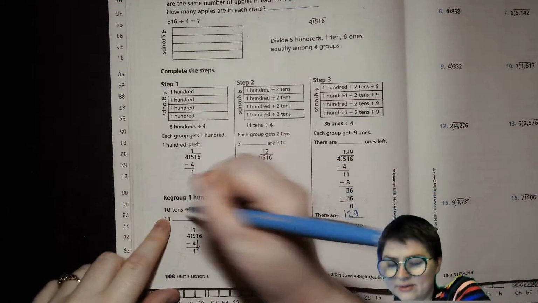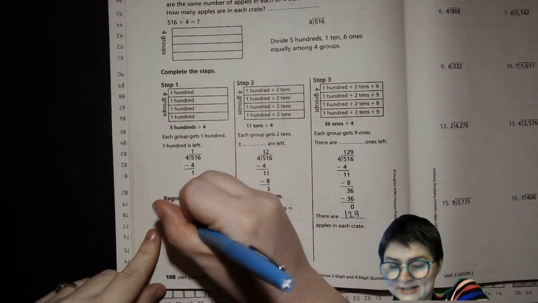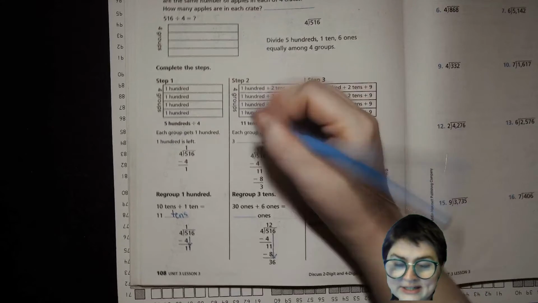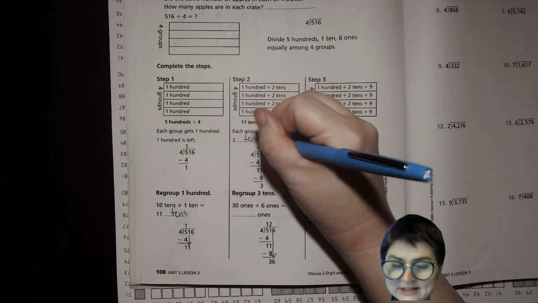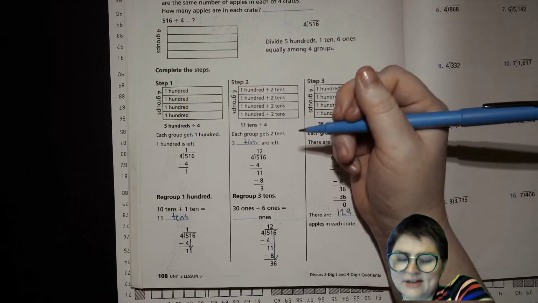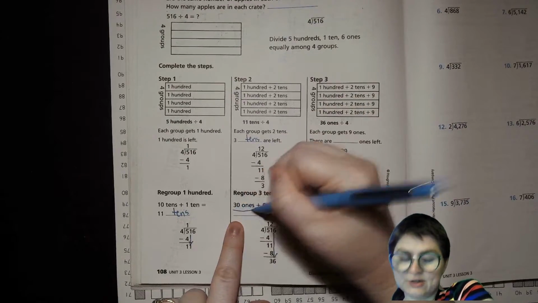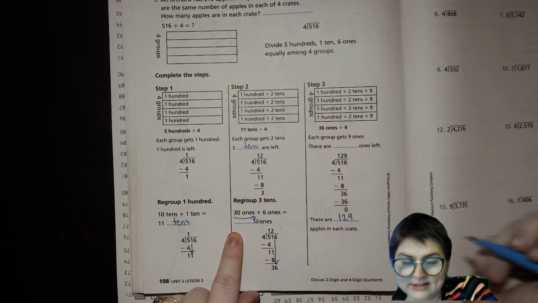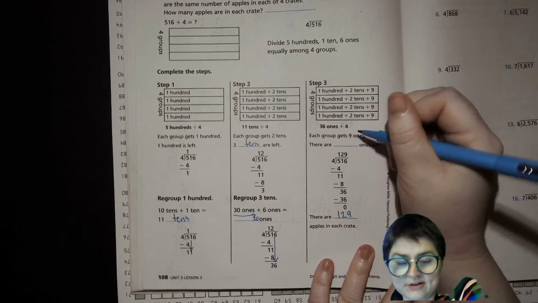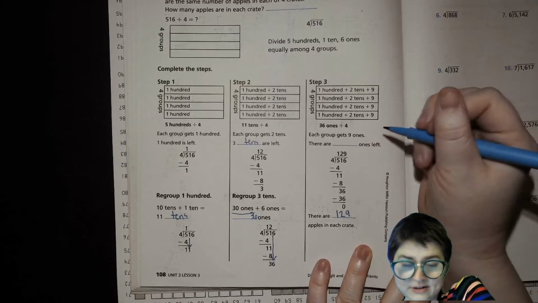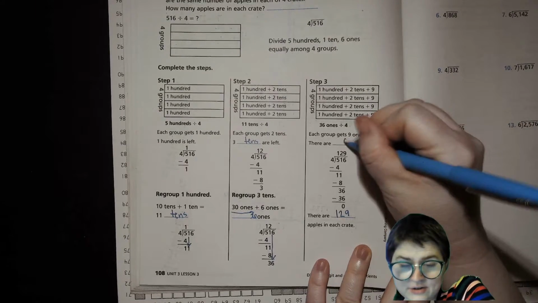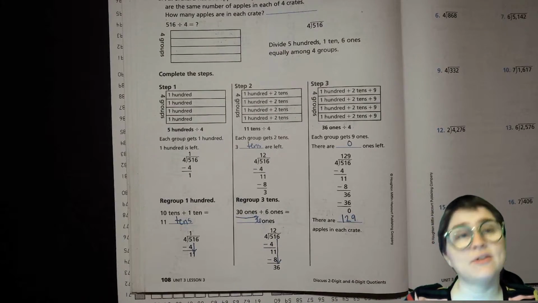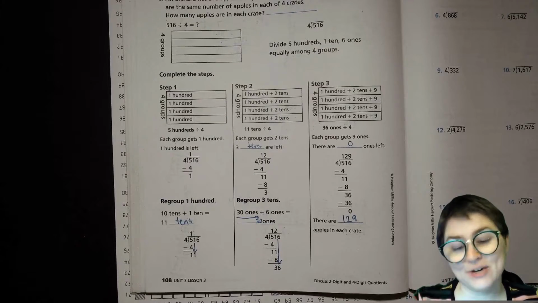So 10 tens plus 1 ten is 11 tens. Sorry about that. Each group gets 2 tens. 3 tens are left. And then that 3 tens is turned into 30 ones, because that's the same thing, right? So then we have 36 ones. And then there are no ones left after we do the even distribution of the 36 into the 4 crates.